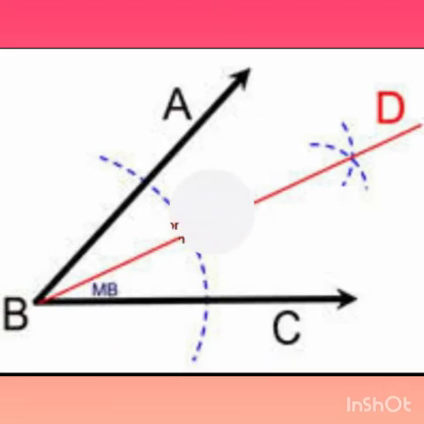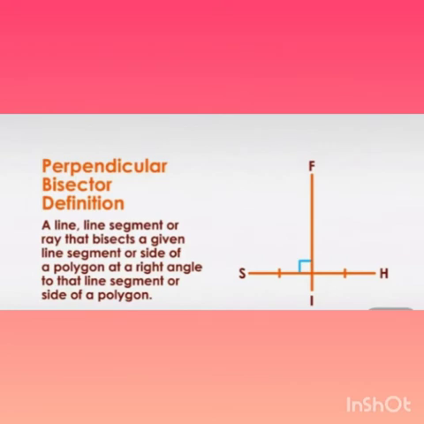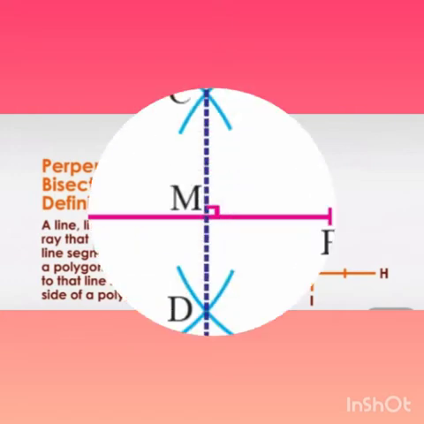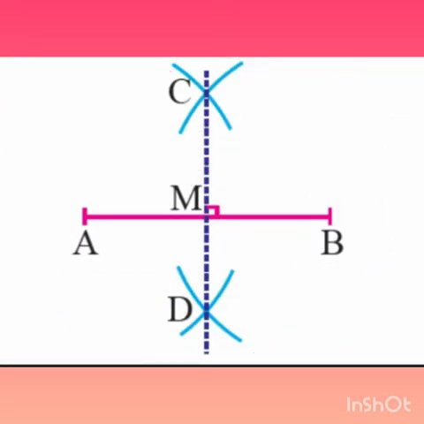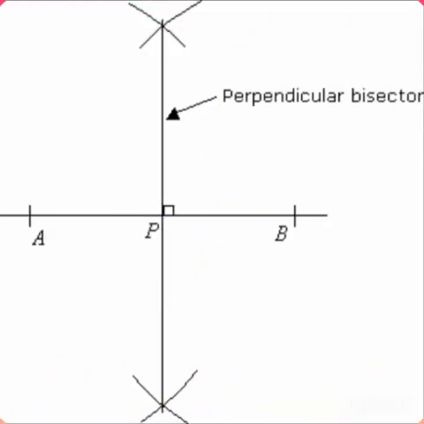Understood, students? Now we are going to learn about perpendicular bisector. So what is meant by perpendicular bisector? A line segment or ray that bisects a given line segment or side of a polygon at a right angle to that line segment or side of a polygon is called a perpendicular bisector. This is the definition of perpendicular bisector.